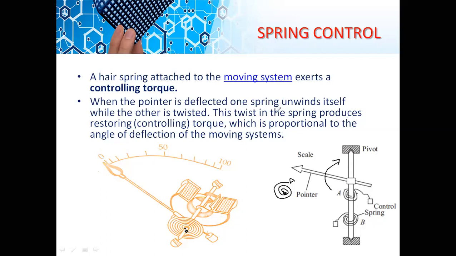So this twist in the spring produces restoring torque, which is proportional to the angle of deflection of the moving system. The more the angle of deflection, the more will be the twist, so the more will be the restoring torque. So this is how we have our control system, the spring control system.